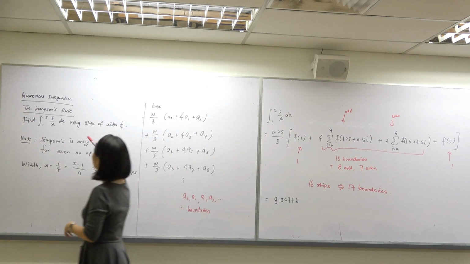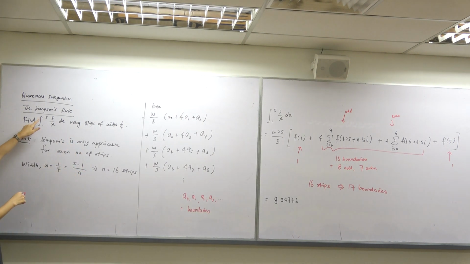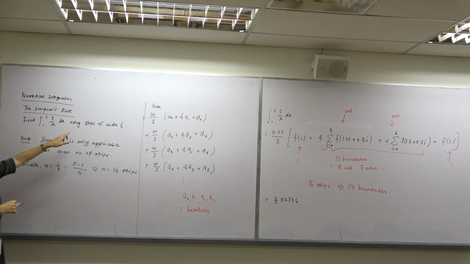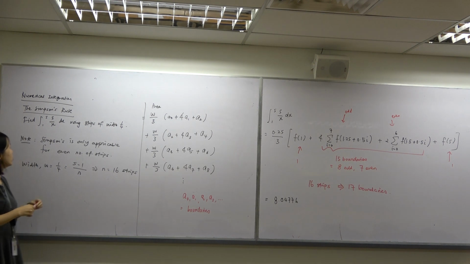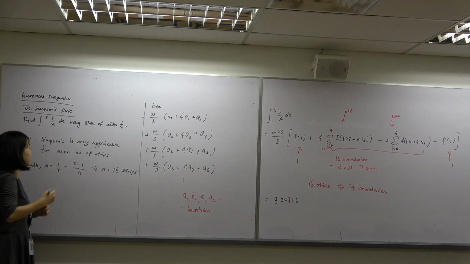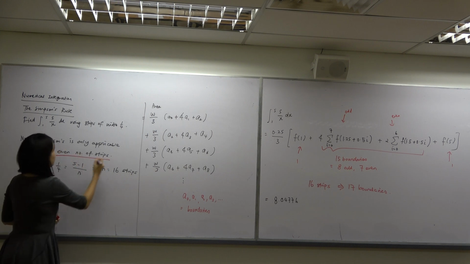Okay, so I'm going to go with this question. Find the integral of 5 over x with respect to x, where x is from 1 to 5, using strips of width 1 over 4. Note that Simpson's rule is only applicable if you are given an even number of strips.